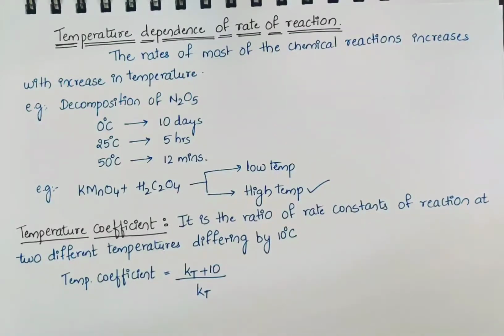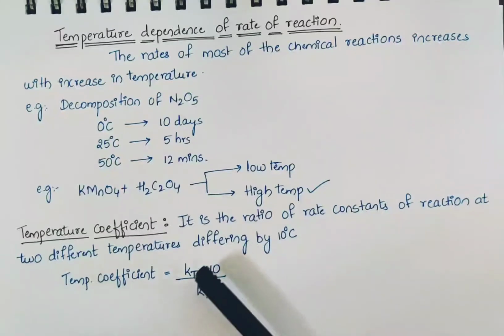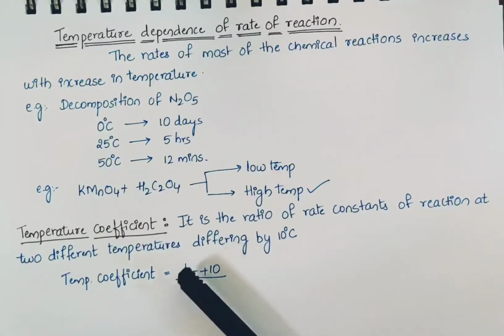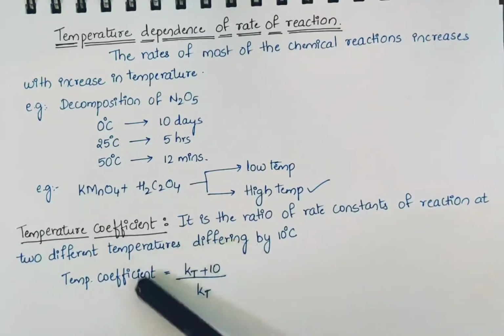We know that the rate constant is the measure of the rate of a reaction, and the higher the rate constant, the faster the rate of the reaction. For every 10 degree rise in temperature, it is observed that the rate constant almost doubles, and that is what is given by the temperature coefficient. So the temperature coefficient is the ratio of rate constants, where k is the rate constant of the reaction at two different temperatures differing by 10 degrees Celsius. From this expression it is clear that the rate of the reaction doubles for every 10 degree rise in temperature.